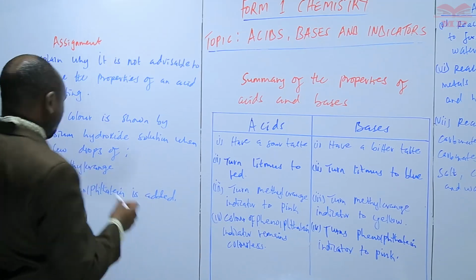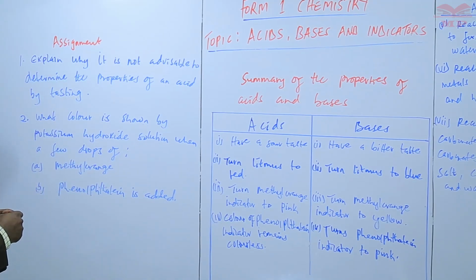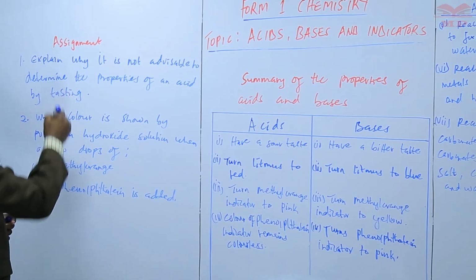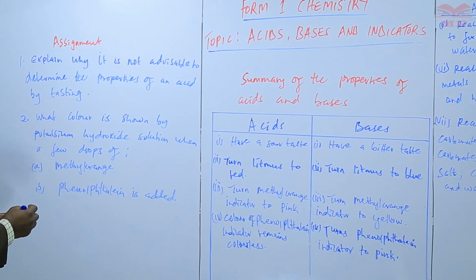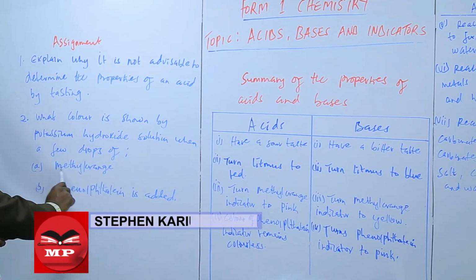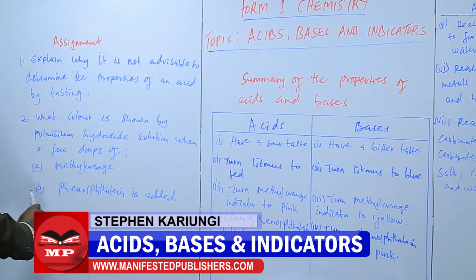So the first question, explain why it is not advisable to determine the properties of an acid by tasting. Why is this? It is not advisable to taste an acid. Number 2, what color is shown by potassium hydroxide solution when a few drops of A, methyl orange and B, phenolphthalein is added.